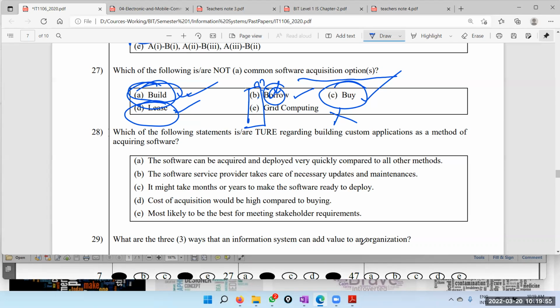So the examiner also thinks that you can build, you can buy, you can lease, and there's nothing called borrow. Grid computing: obviously, there's nothing called grid computing. Grid computing is something else. So, borrow.